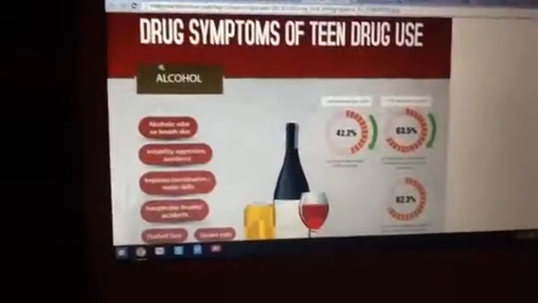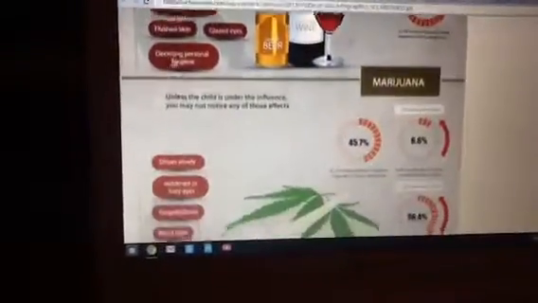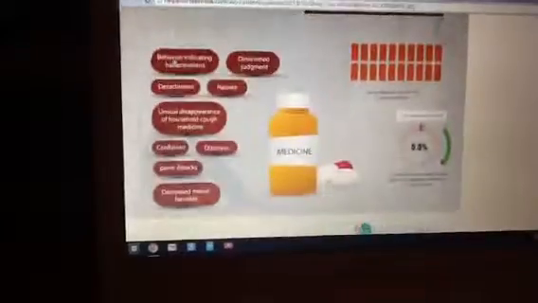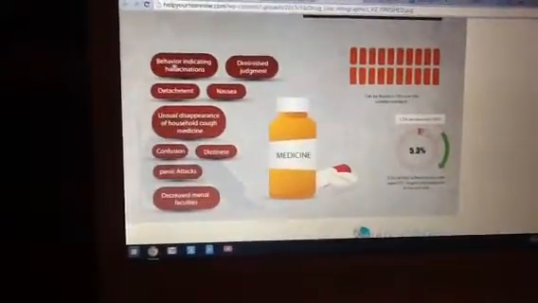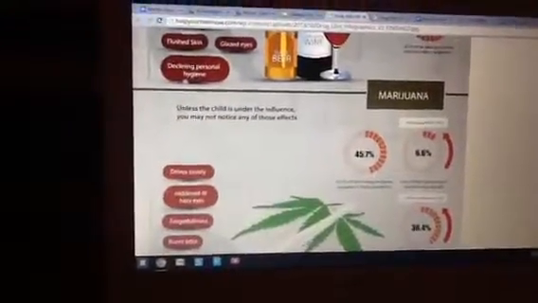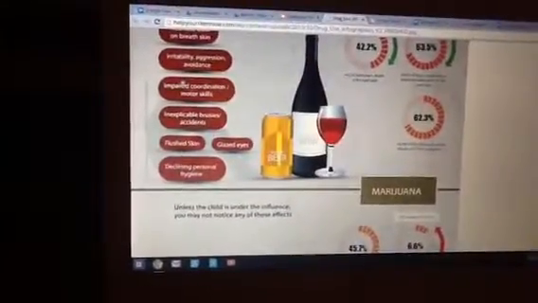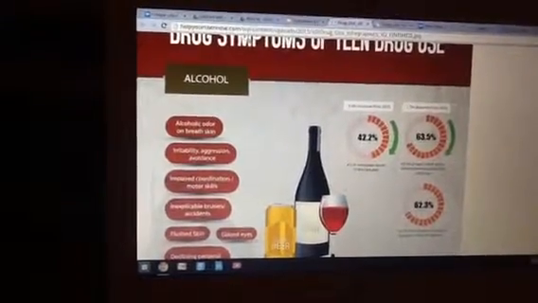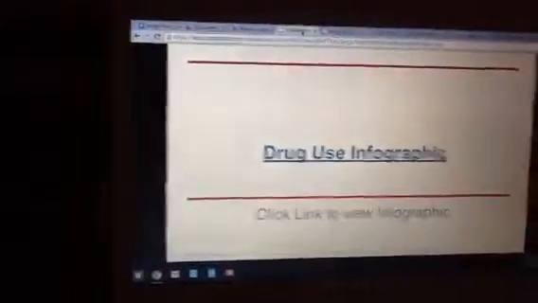As you can see, when you look at the symptoms of teen drug use, it focuses on alcohol and marijuana use and synthetic marijuana or spice, and finally cough and cold medicine, so over-the-counter medications. So these are the type of substances that students are often exposed to and that are readily available to our students. So having that infographic to use as a springboard for a discussion is our goal with that infographic.